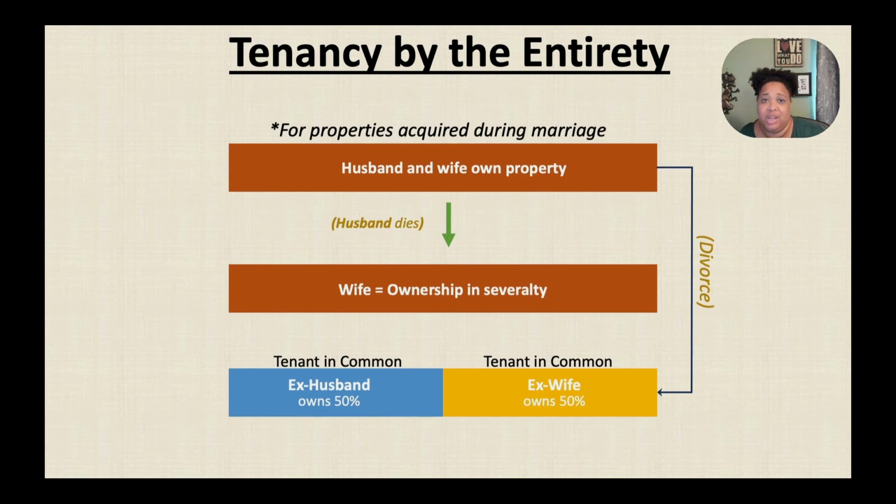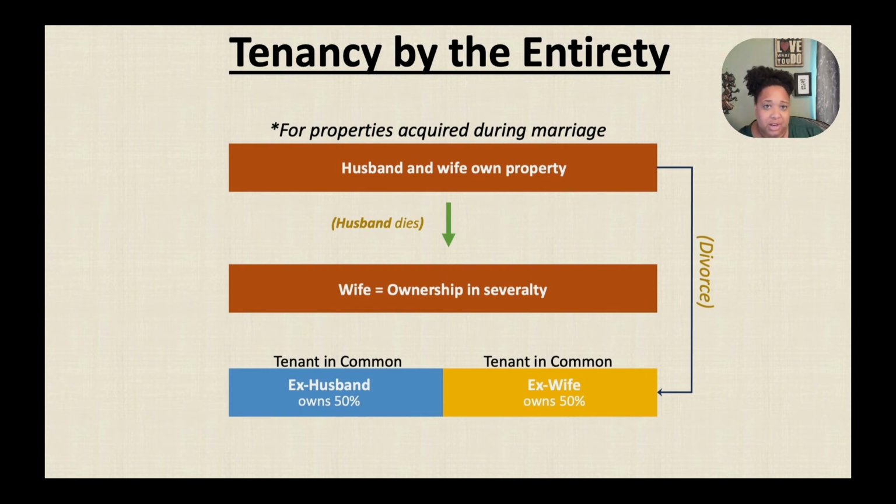Now, the last major type of co-ownership we need to talk about is going to be tenancy by the entirety. And you know from my flub earlier, tenancy by the entirety means that it's two people that own a property and they're married. So let's say you and your fiance buy a piece of property before you get married. You cannot be made tenants by the entirety.